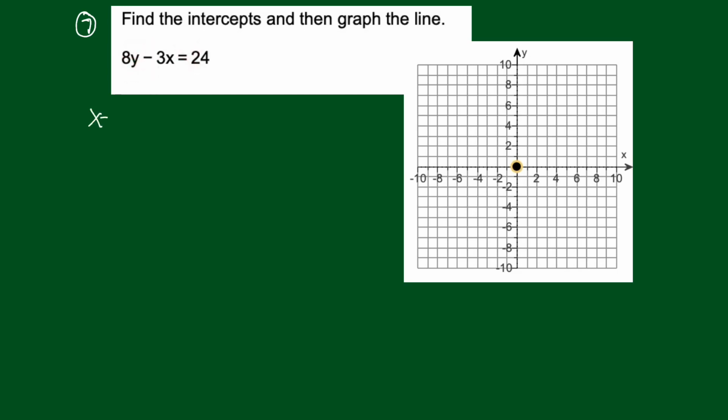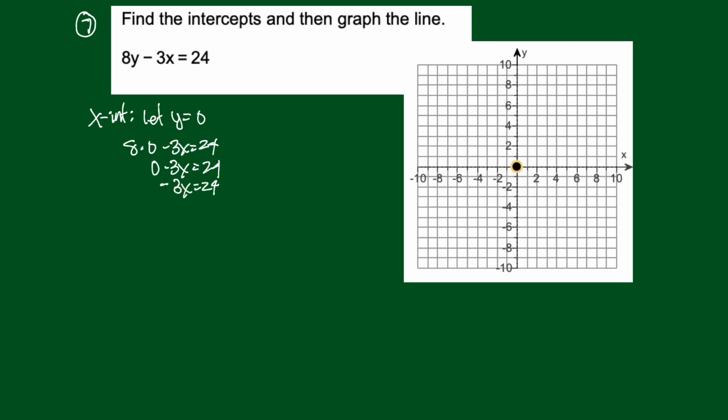Let's get the x-intercept. Now, to get the x-intercept, we're going to let y equal 0. Now, let me write it. Y equals 0. So if y is 0, I'll write it this time, but you don't have to do this. 8 times 0 minus 3x is 24. 8 times 0 is 0, minus 3x is 24. 0 minus 3x is just -3x equals 24.